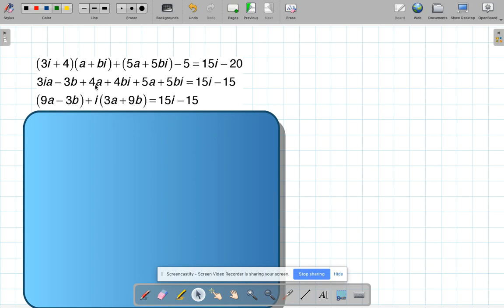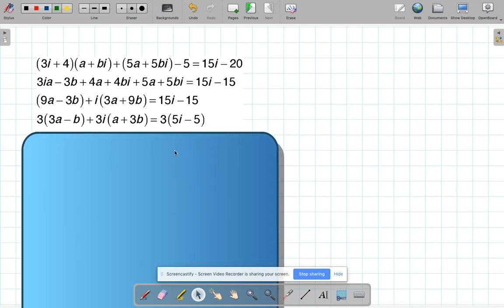Now I'm going to put all the non-imaginary numbers together. So I've got 4a, 5a, 9a. I've got minus 3b, and that's the only one. And then I've got all the i numbers. So I've got 3a, 4 and 5, 9b, and I've got these numbers over here. Now we're able to say that each one has a factor of 3 in it. So I can take 3 out, a further factor. So we can cancel all these 3s.